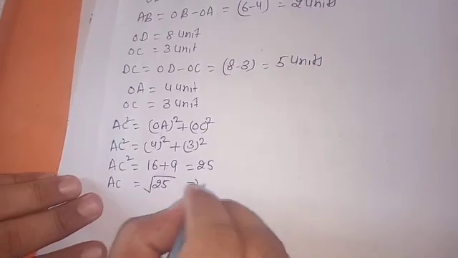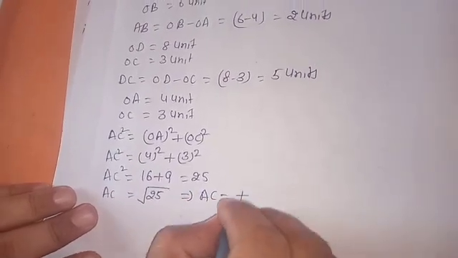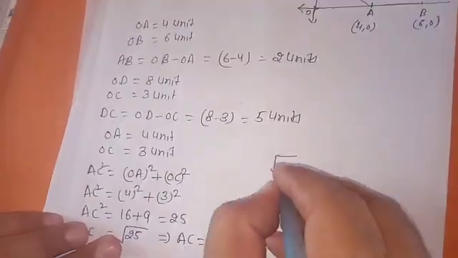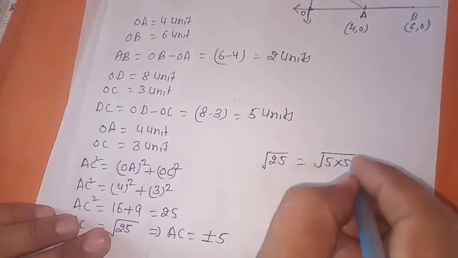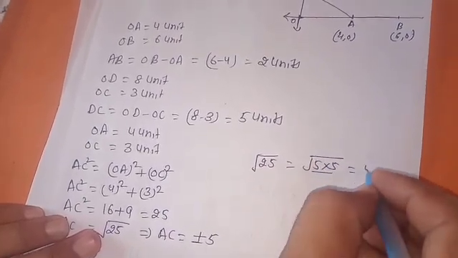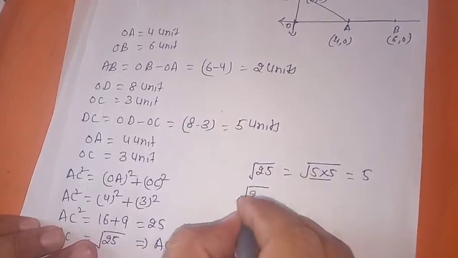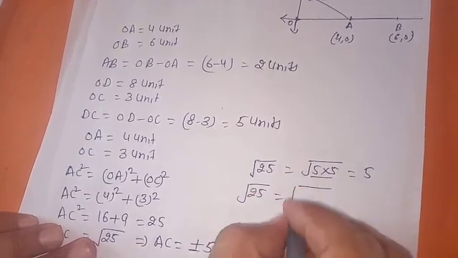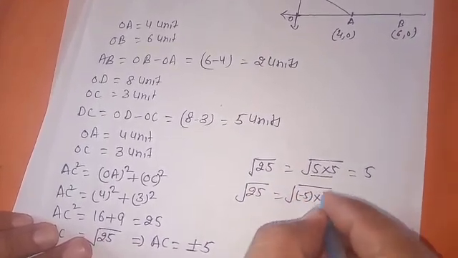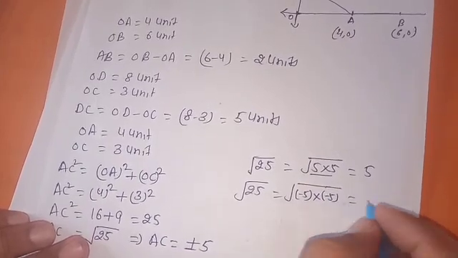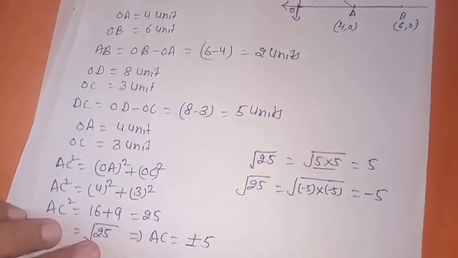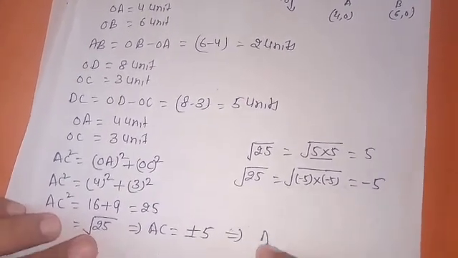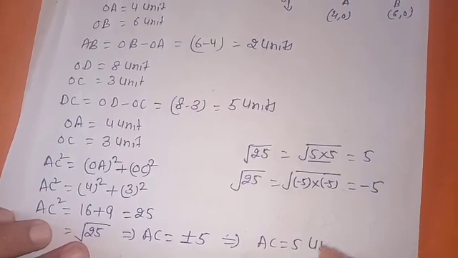So this implies AC equals plus or minus 5. If anybody doesn't know how, this 25 we can write as 5 into 5, so it is in a pair, and one comes outside. We can also write it as minus 5 multiplied by minus 5, which gives minus 5. So both are applicable, but length is always positive, so AC equals 5 units.